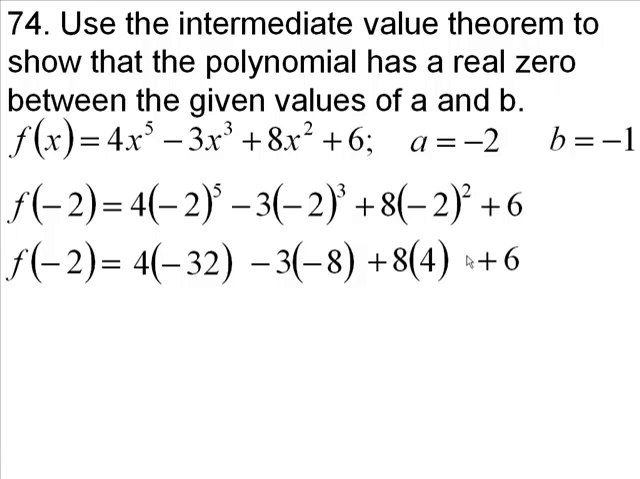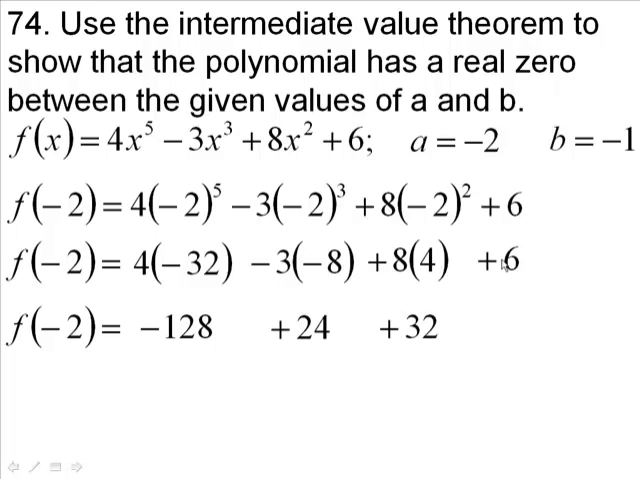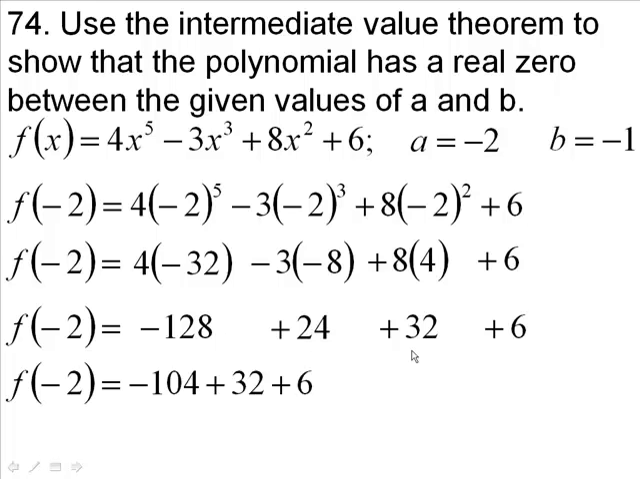And add the 6. When you multiply this, you're going to get minus 128. Multiply these, you're going to get 24. You're going to get 32. You're going to get 6. Combine these two, you'll end up with negative 104 plus the 32 plus the 6. Combine these two, you're going to get negative 72 plus 6 is negative 66. So that says that f of minus 2 is going to be negative.